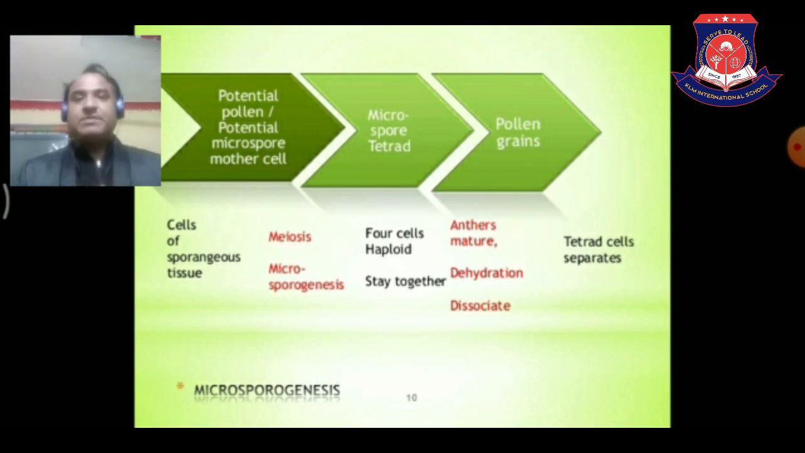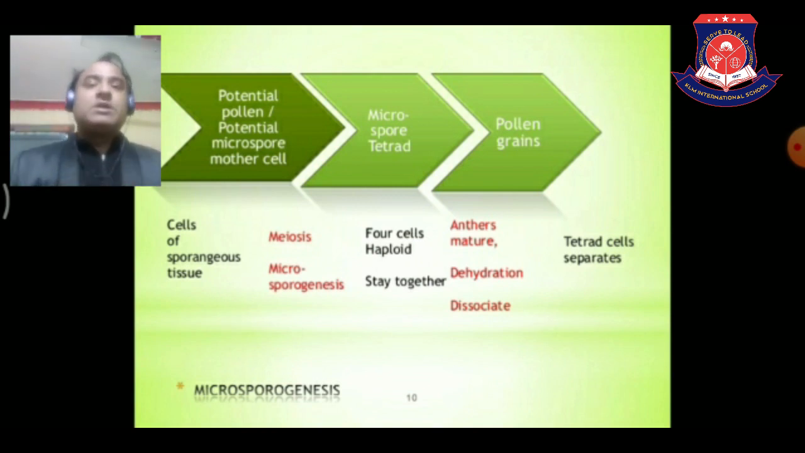Meiosis is a type of cell division in which one cell gives rise to four cells, and mitosis is a cell division in which one cell gives rise to two cells. During microsporogenesis, the microspore mother cell is present within the anther, because we know that the stamen is a male part, subdivided into two parts, anther and filament. Inside the anther, the microspore mother cell is present. This microspore mother cell undergoes meiosis and produces four cells.